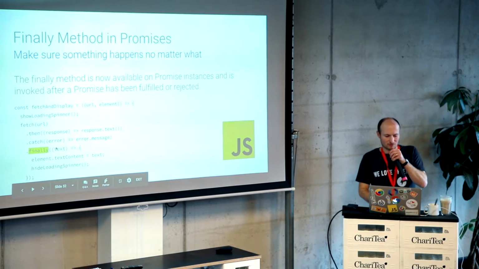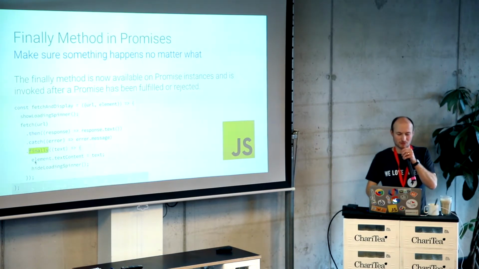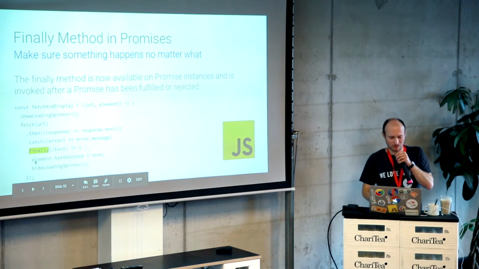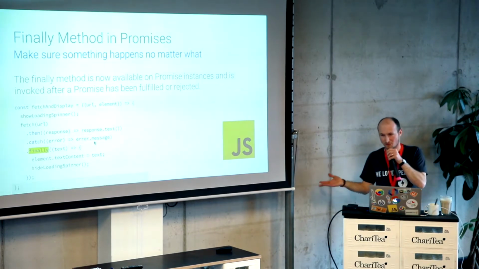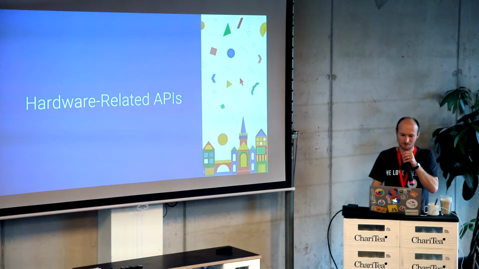So you can see whatever finally gets is either the result of the catch or of the then case here. So very useful because it simplifies a lot of the code. And else you would have to have the loading spinner code in the fulfill and in the reject. So violation of the do not repeat yourself method.